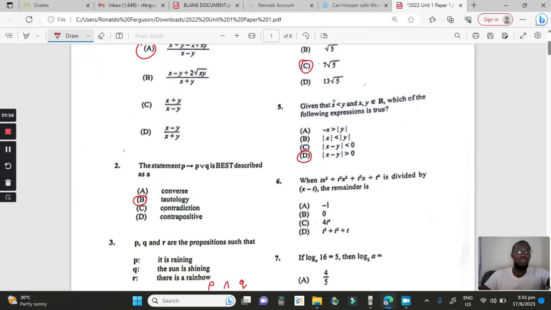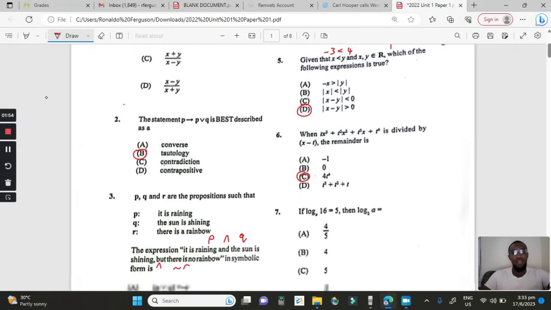And if you don't believe it, if you have a number, x is less than y, like negative 3 is less than, let's say, 4. But we know that negative 3 minus 4, then you take the modulus of it, that will be greater than 0. So D is the answer. Number 6 is a repeat, C. Alright. So far, lots of repeat.